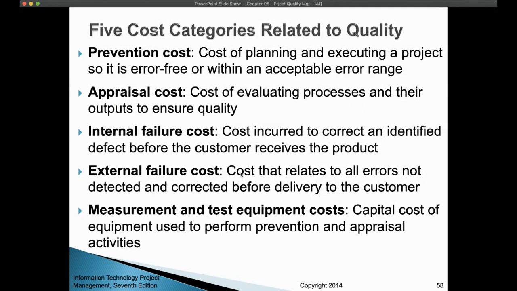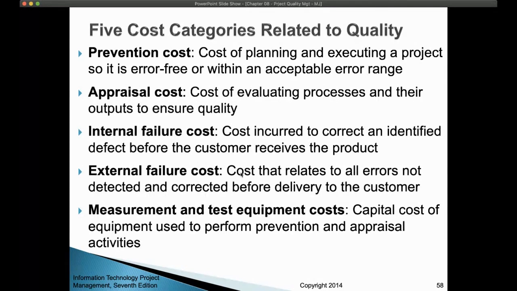Now the five cost categories related to quality. Prevention cost, as the name says: you spend some money to plan well and to execute things properly, so that there are no problems or errors, so it's error free. Or if there are errors, these errors are within the acceptable range, so they don't affect anything. This is very normal. So that's prevention cost. You incur these costs to prevent anything wrong from happening, and this usually comes in the planning and execution.